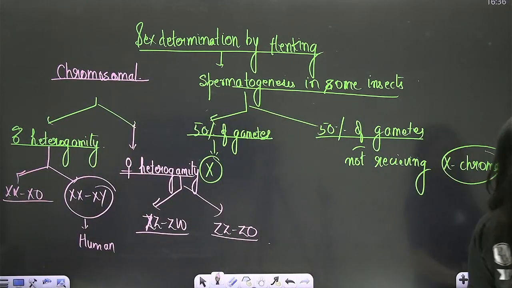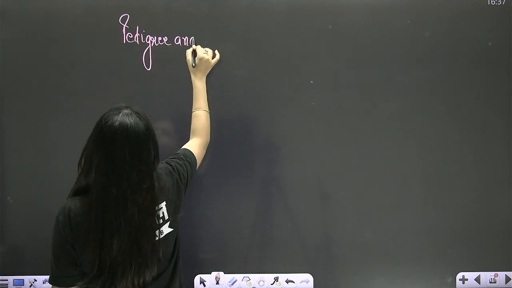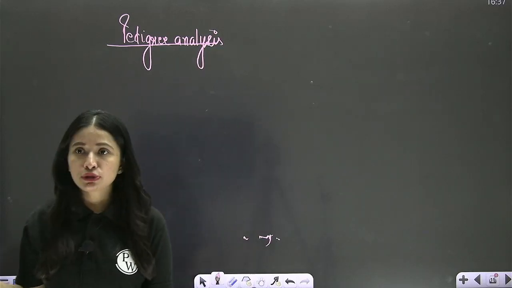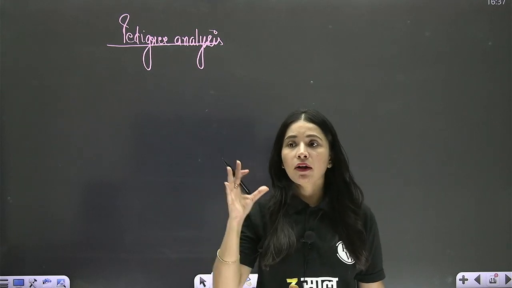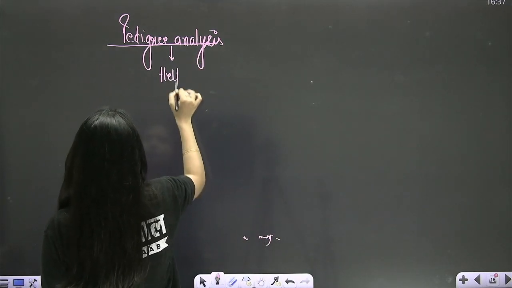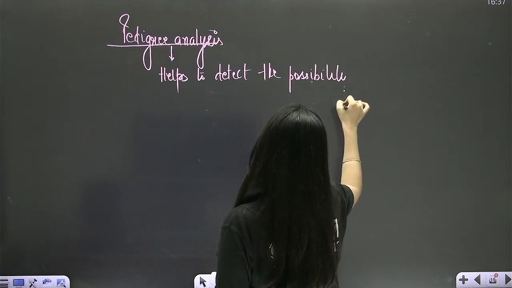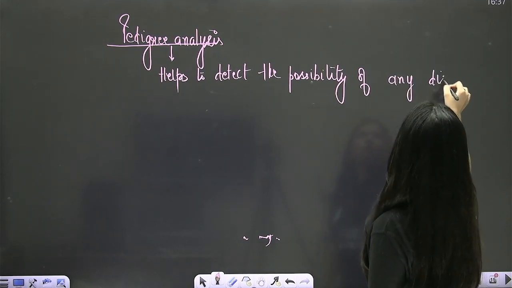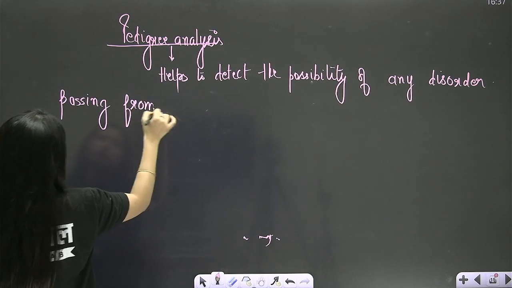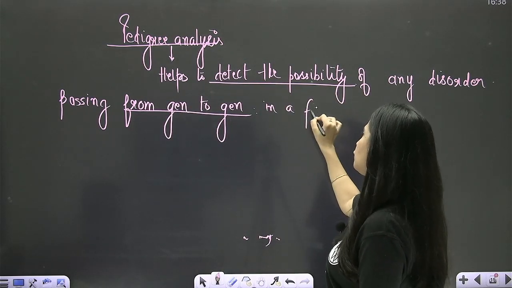Correct? Now, moving towards the next topic of the chapter, which is pedigree analysis. Basically, when it comes to pedigree analysis, this is generally helpful to those people who are expecting their child, in order to detect whether their offspring is going to suffer from a specific disorder or not. So basically, pedigree analysis helps to detect the possibility of any disorder passing from generation to generation in a family.